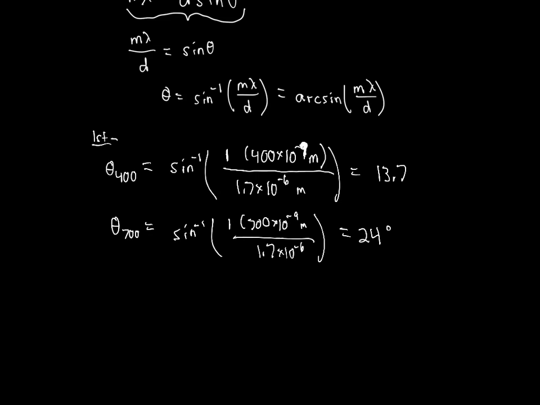So that's the range of angles that we get between 400 and 700 nanometers for the first order bright spot. Yes? So, 400 is that negative 9 or negative 7? Negative 9. Okay. Nanometers. Nanometer is 10 to the negative 9. Yeah, right. Because it's nanometers, nano is 10 to the negative 9.